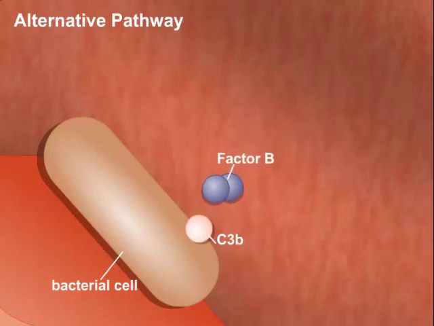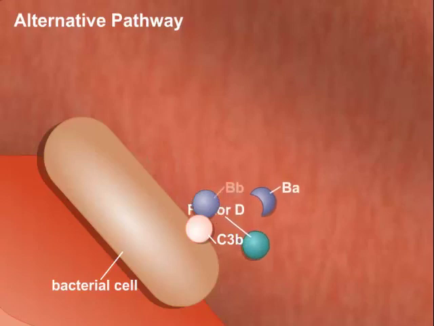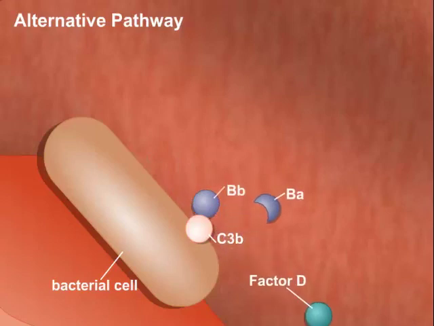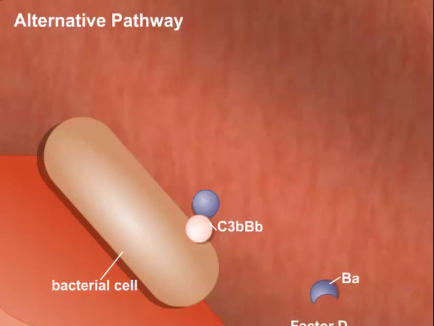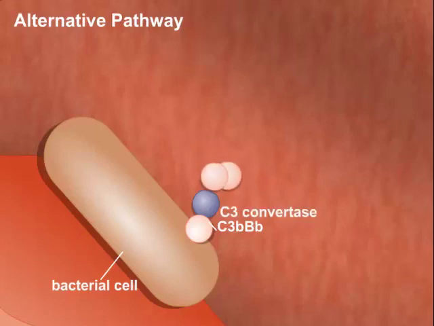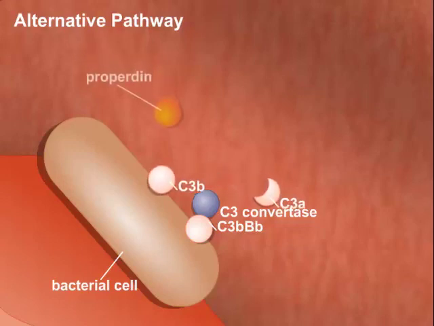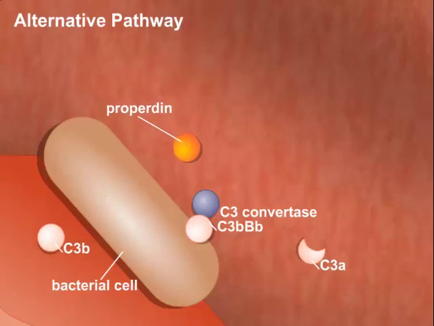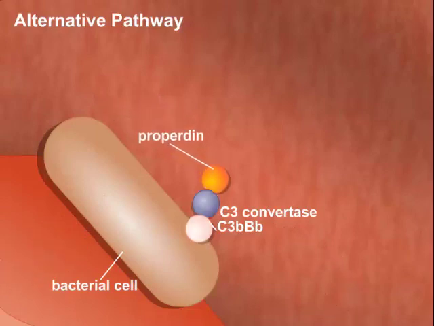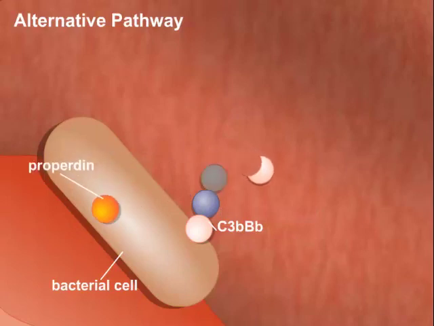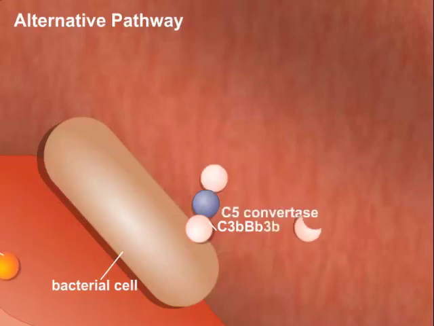Factor B, a blood protein, attaches to C3b and is cleaved into 2 fragments, Ba and Bb, by factor D, forming C3bBb, analogous to C4b2b. Both structures, C4b2b and C3bBb, are called C3 convertase. C3 convertase rapidly cleaves more C3 into C3a and C3b. C3 convertase is further stabilized by properdin, which allows another addition of C3b, forming C5 convertase.